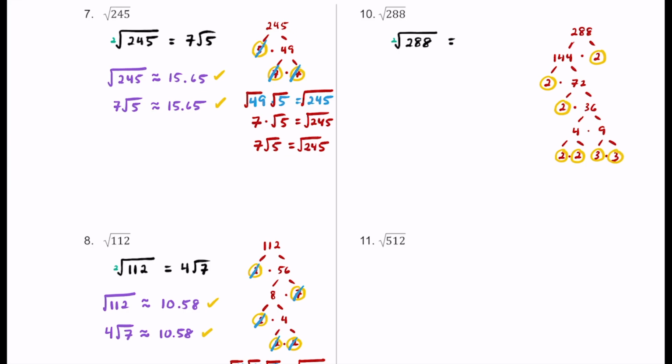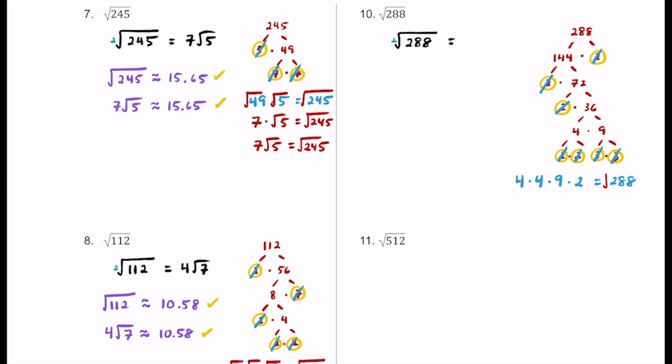Okay, so let's see what they have in common. 2 2's pair together to make a 4. And then we have another pair of 2 2's to make 4. Another pair of 2 2's to make 9. We have this leftover 2 up here. So 4 times 4 times 9 times 2 equals 288.